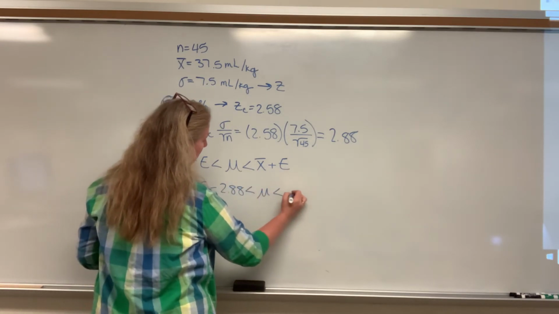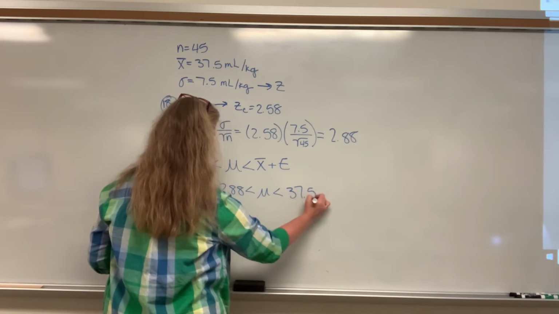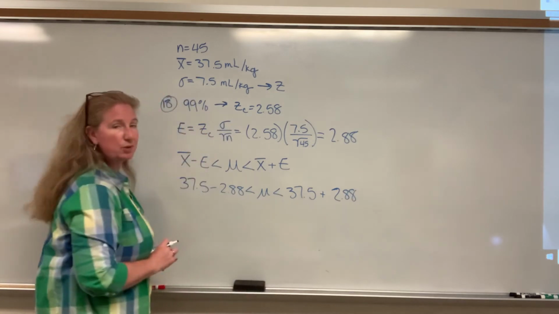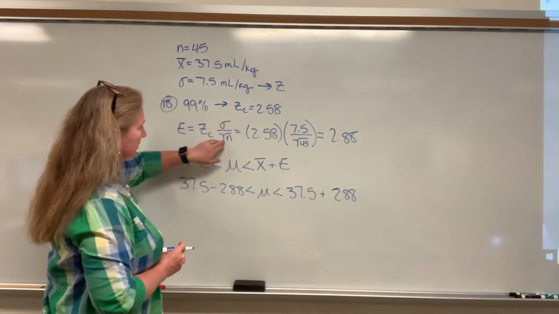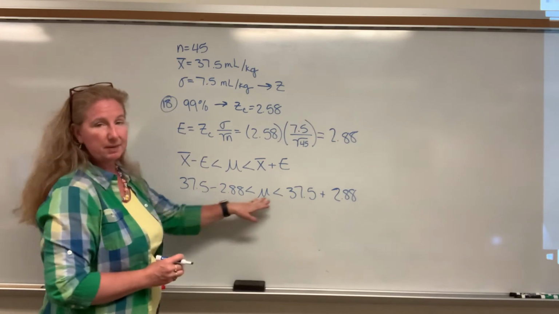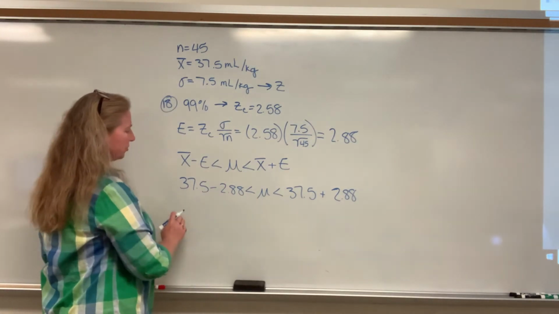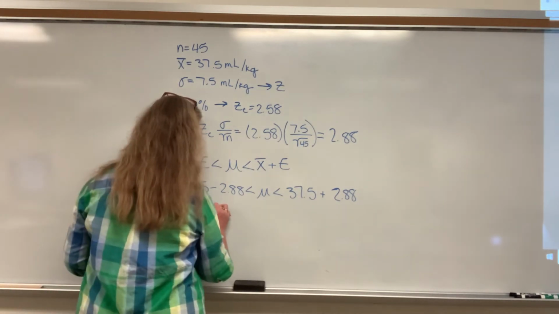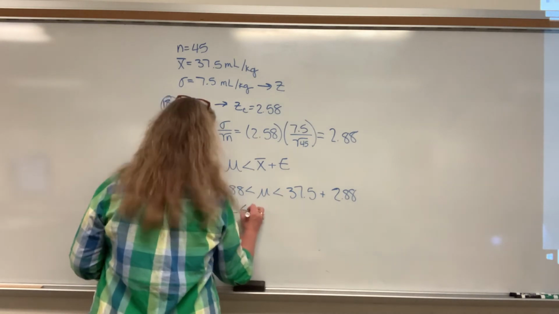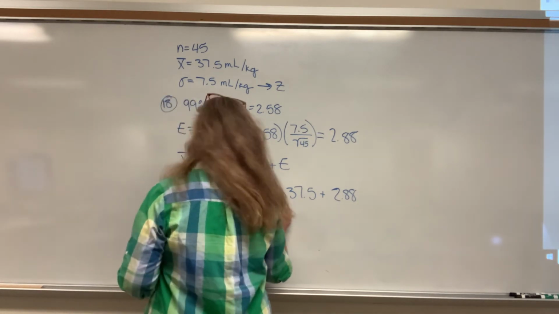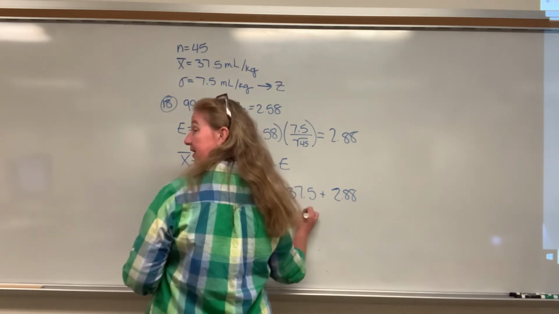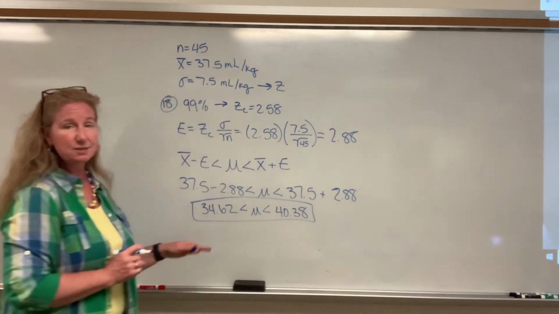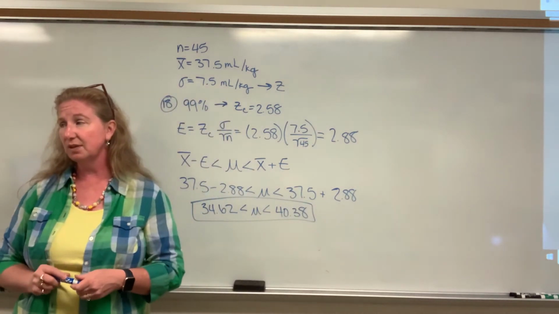Now you'll notice I just rounded in the middle of a problem. Honestly, if I was doing it myself, not on the board like this, I would redo this calculation. The other thing you can do is just keep extra decimal places. So 37.5 minus the 2.88 is 34.62 less than mu, which is less than 40.38. That is my confidence interval. So when they ask that question, that's what we're looking for.